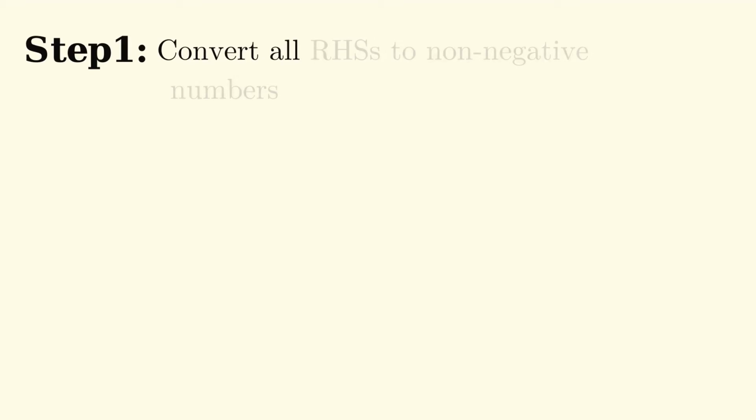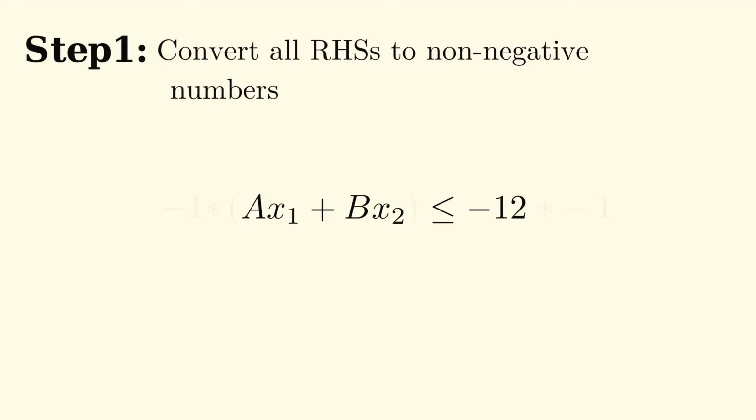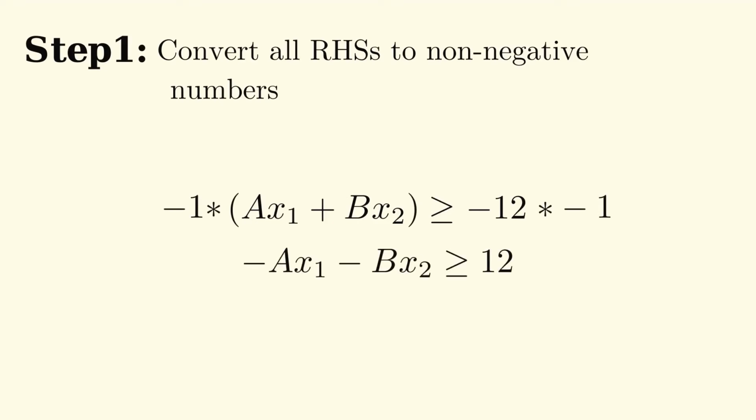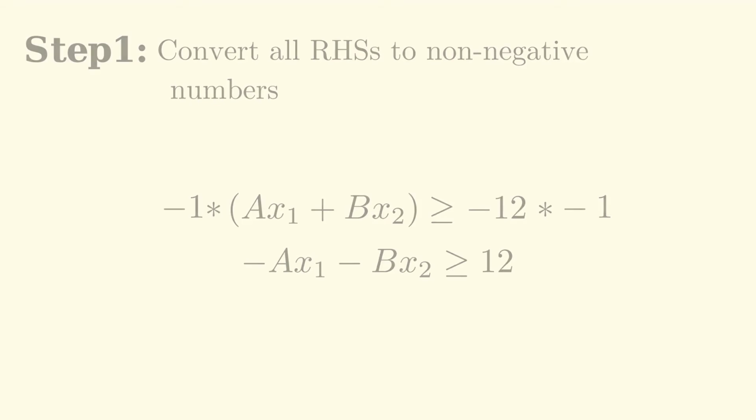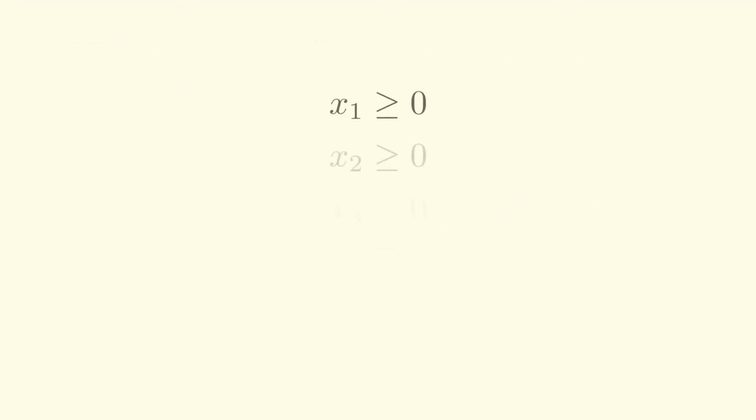Alright. We start off by converting all the right-hand sides of the inequalities to non-negative numbers, which can be done simply by multiplying the inequality by -1 if necessary, which of course also changes the sign of the inequality. And why we're doing this will become clear in a little while. Now, the simplex method also requires that the variables must be non-negative, and although it is possible to deal with unrestricted variables, for the sake of simplicity we'll be leaving that out for now.